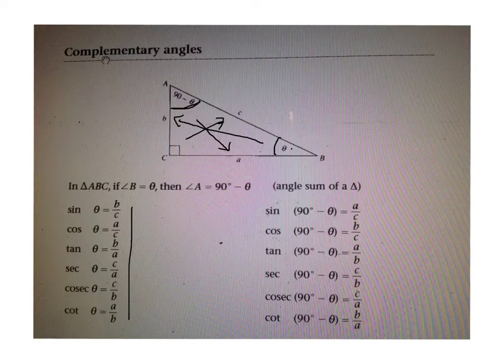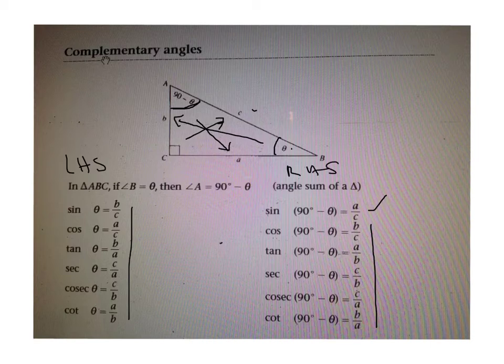Then if we look at the other angle, the angle A, the 90 minus theta, and do the same process again, so sine 90 minus theta is equal to opposite over hypotenuse, which is little a on c, and that's how we get that one. And then we go through the whole process again, and we get these results. Now, if you match up the corresponding, so if you have a look on the left hand side, and this is my right hand side results.